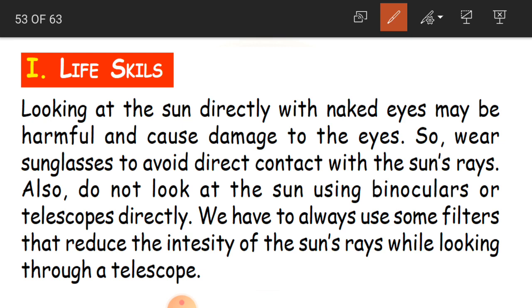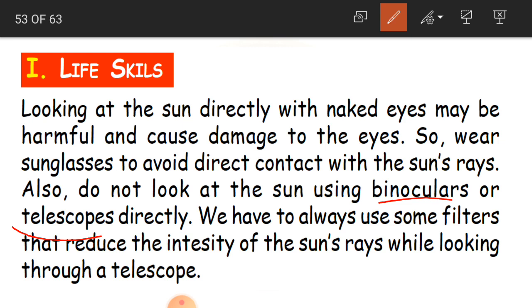And another thing is, somebody may use binoculars or telescopes to see the sun. Even in that case, we should not use binoculars or telescopes directly. Directly, in the sense that you cannot fix the instrument in front of your eye and just see the sun directly. You'll have some filters. So you have to fix that filter to the binocular or the telescope, and then you can see the sun rays.